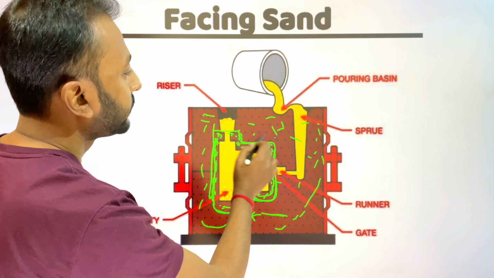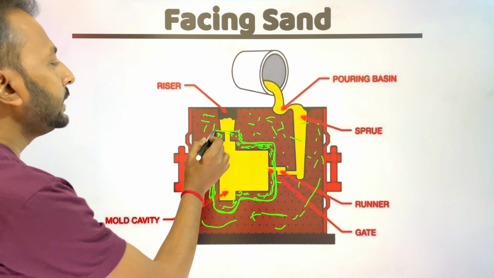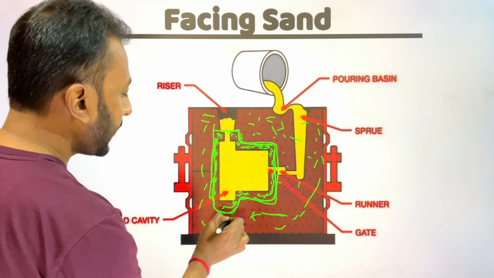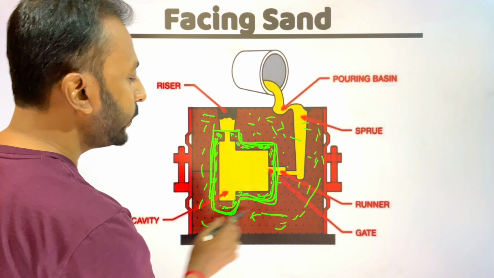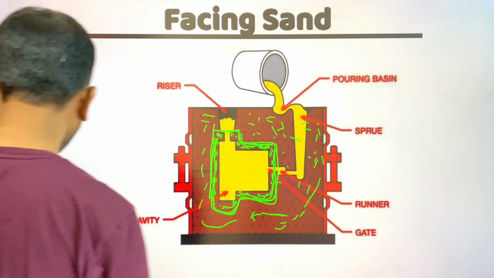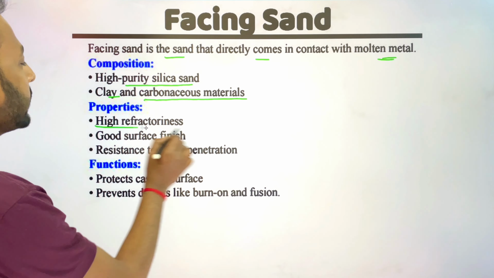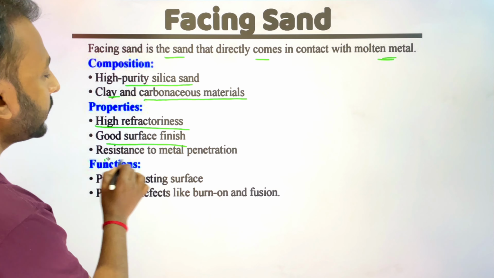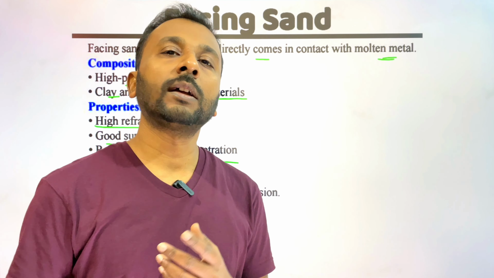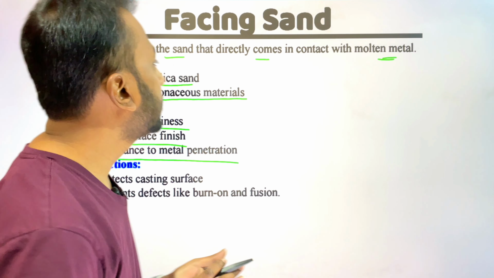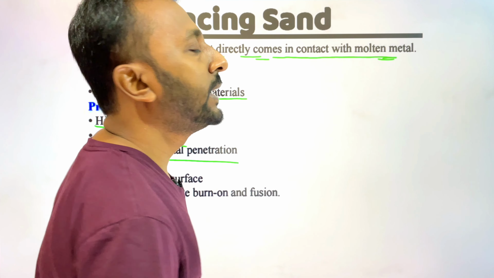So the cost is minimized. These are the freshly created molding sand, and the rest are filled with the used sand. This is the facing sand. It has high refractoriness, good surface finish, and resistance to metal penetration. This can be green sand, or dry sand, or loam sand. So facing sand is the sand that directly comes in contact with molten metal.